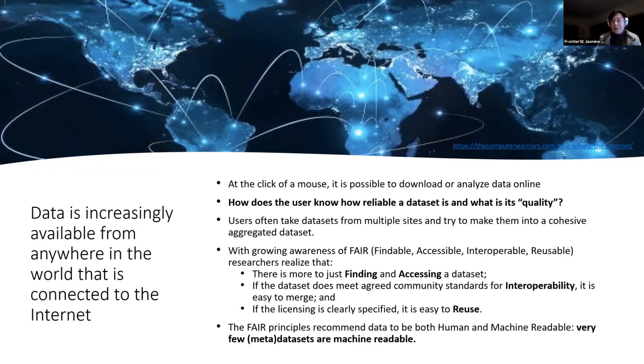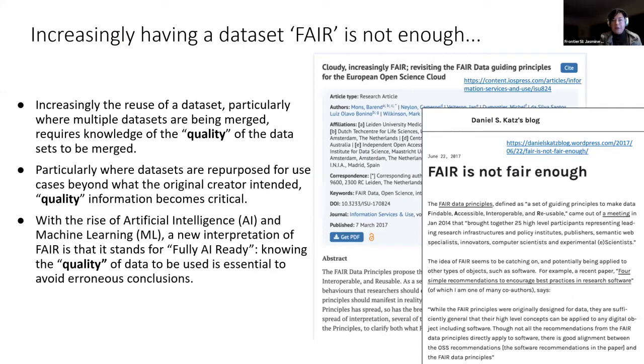With growing awareness of the FAIR data principles, so findable, accessible, interoperable, and reusable, there is more to it than just finding and accessing a data set. If the data set does not agree with the community standards for interoperability, we want to make sure that it's easy to merge. And if the licensing is clearly specified, it is easy to reuse. So the FAIR principles recommend data to be all of these, but we're realizing that increasingly it needs to be more than just FAIR. It needs to be quality data.